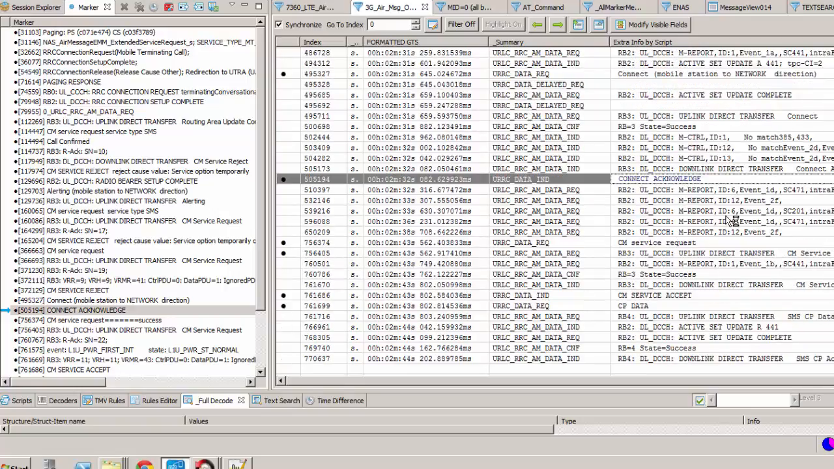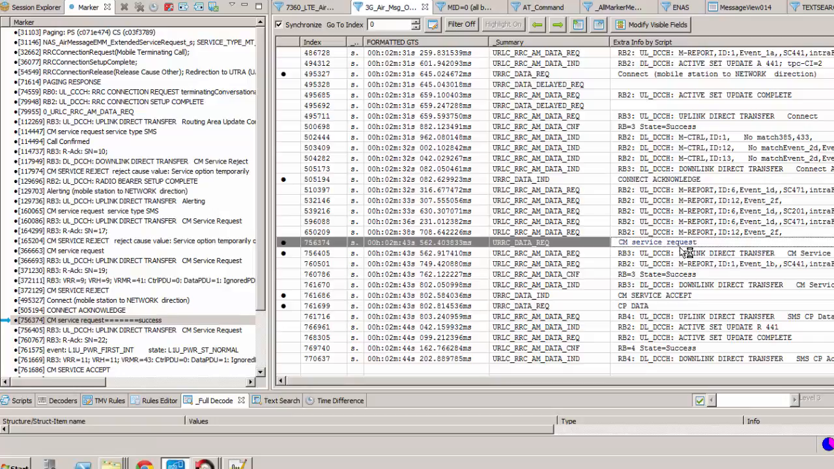Call process completed, that means the network was busy with the CM service request for the MT call, and at the same time SMS was also sending the CM service request. This is a network collision, because two processes were happening at the same time. Here the connect acknowledgement is received, the MT call process is completed and now ongoing, all signaling procedures are completed. After that, CM service request is sent by the UE.